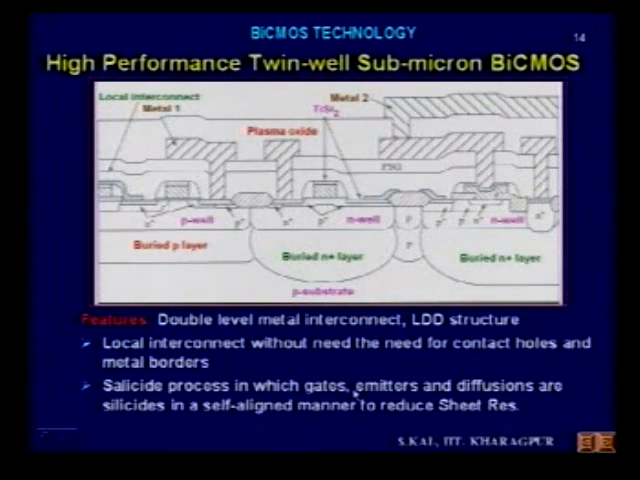Silicide process in which gates, emitters and diffusions are silicided in a self-aligned manner to reduce series resistance. Self-aligned P plus extrinsic base. So these are the features of this high performance twin well submicron BiCMOS process. Over the earlier twin well BiCMOS process, these are the extra features of this advanced high performance twin well submicron BiCMOS.